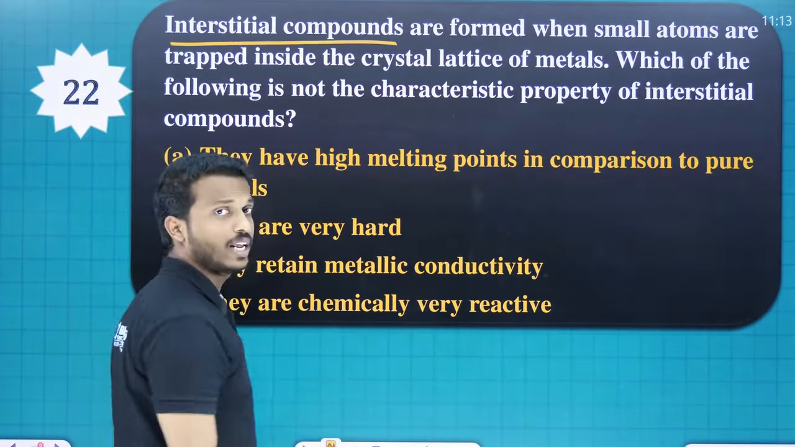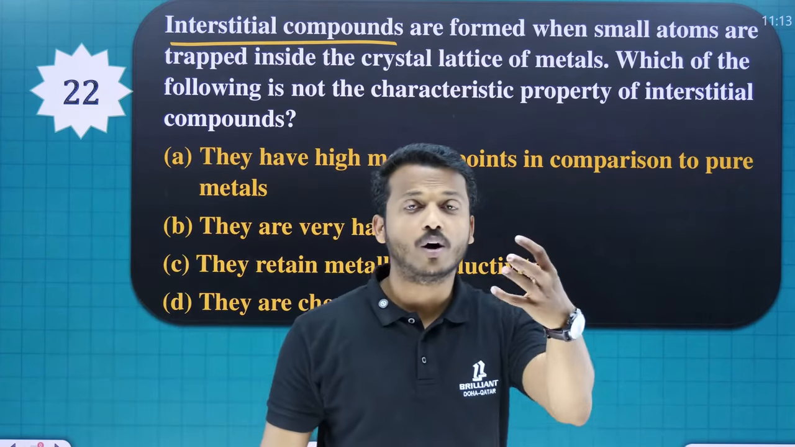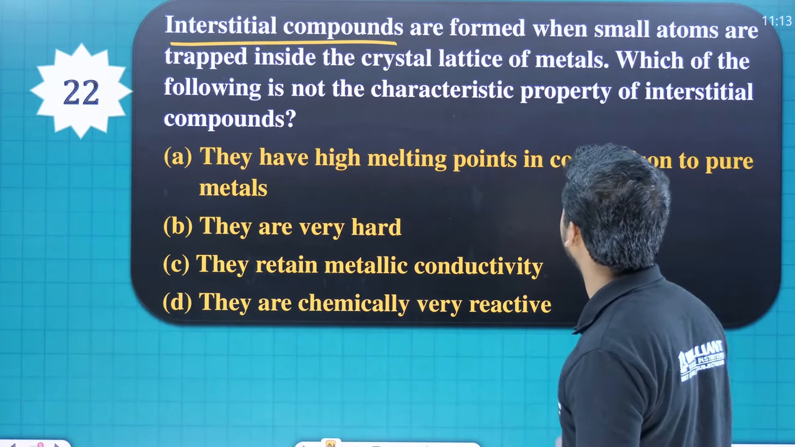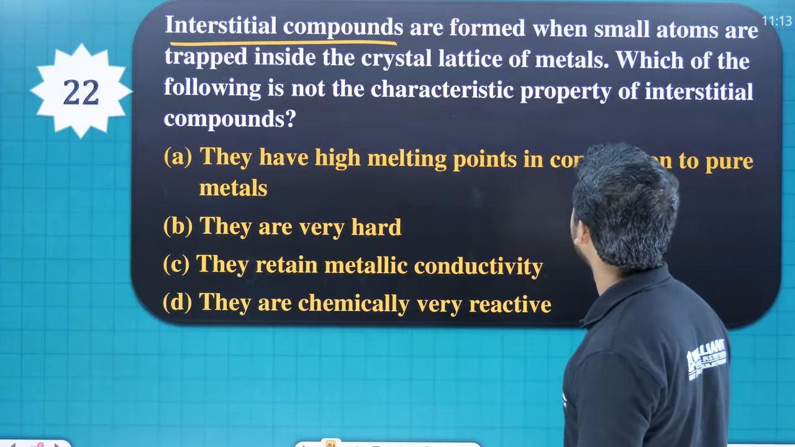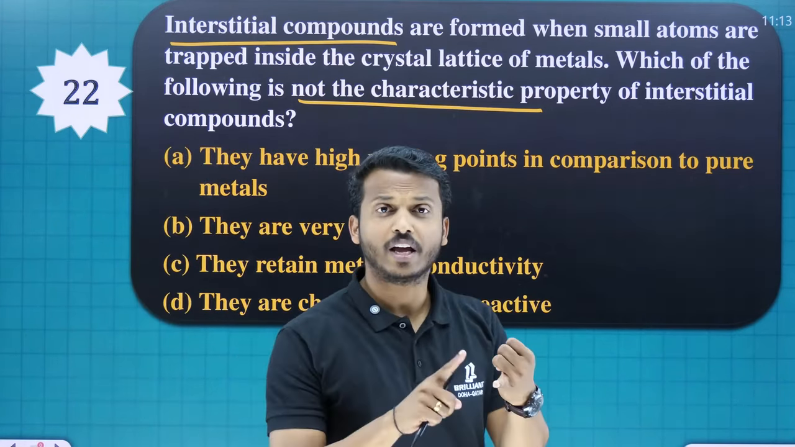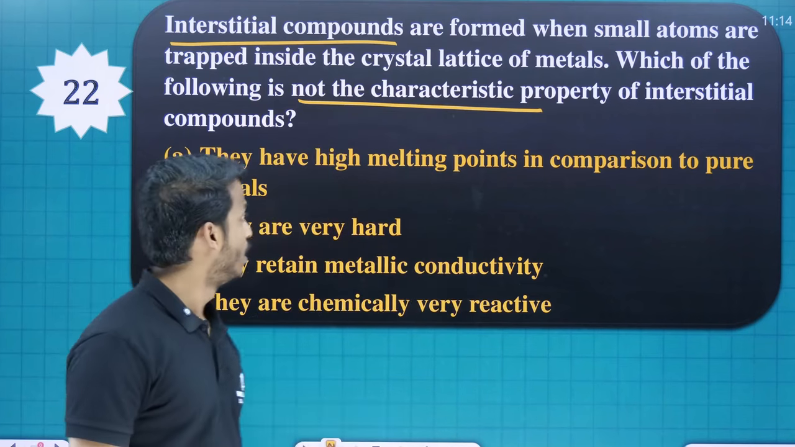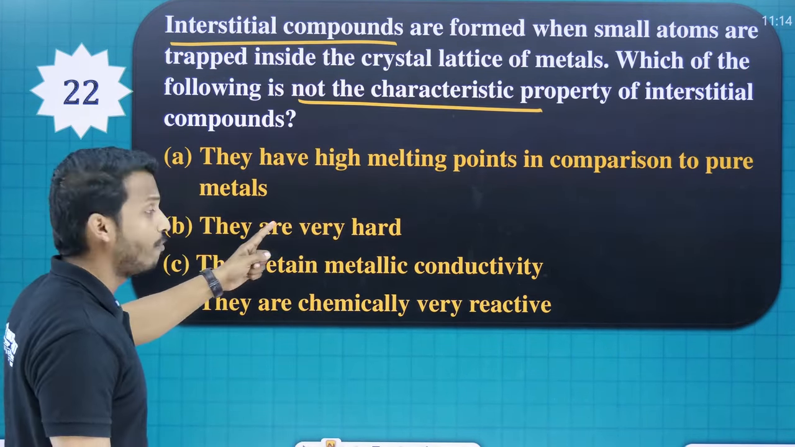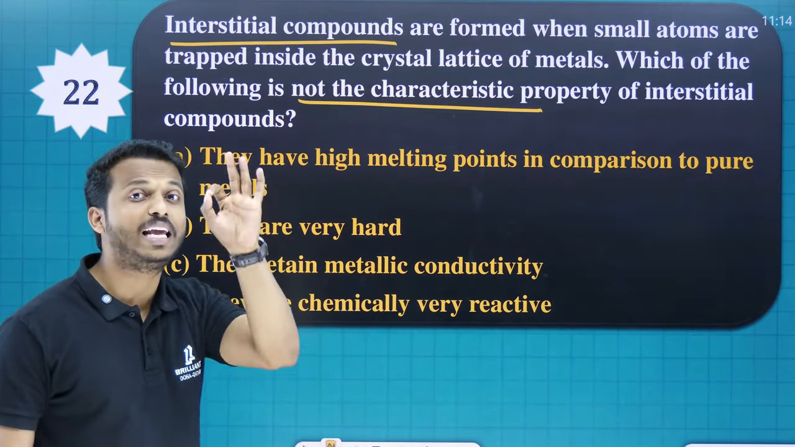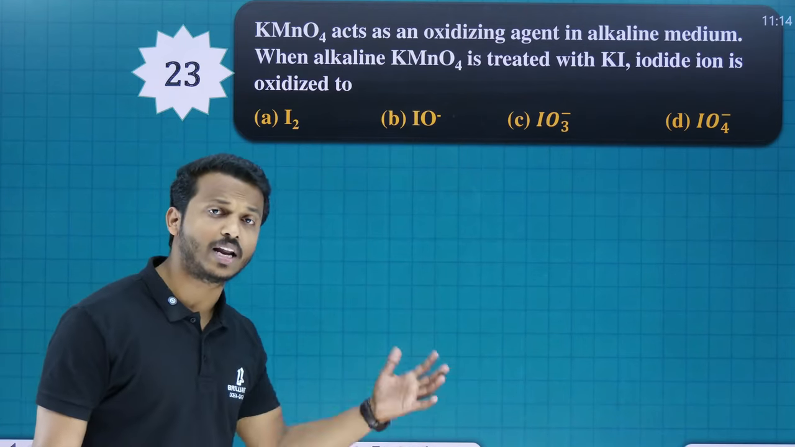22. Interstitial compounds. What are interstitial compounds? In the transition metals, small gaps are there. That is called an interstitial site or void, where small elements like carbon, hydrogen, oxygen are trapped. They are called interstitial compounds. Interstitial compounds are formed when small atoms are trapped inside the crystal lattice. Which of the following is not a characteristic property? You may study 4 properties of interstitial compounds. They are very hard. They have a very high melting point compared to the pure metal. They retain their metallic conductivity and they are chemically inert. So they have a high melting point compared to pure metal, yes. They are very hard, yes. They retain their metallic conductivity, yes. They are chemically very reactive, no. Interstitial compounds are chemically inert. All right, D.